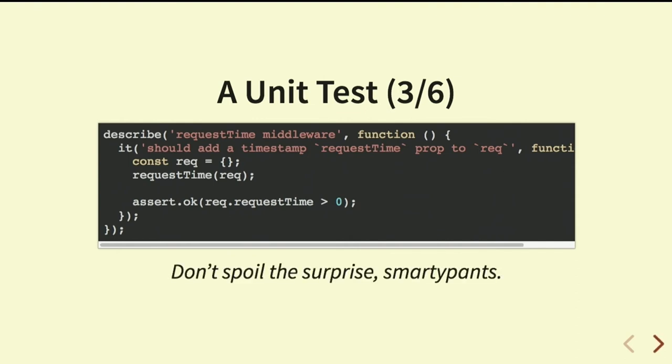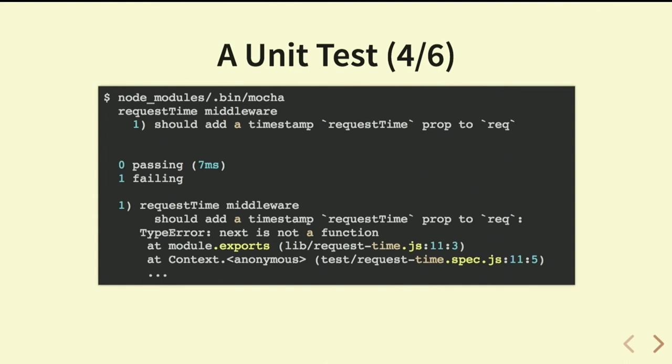If you know what's going to happen here, don't spoil the surprise. It's a good surprise, I promise. Now we're going to run this. And how do we run it? It ends up in node modules. And so we just call Mocha. It looks in a test folder. It runs all the files in that test folder, and it fails because why?